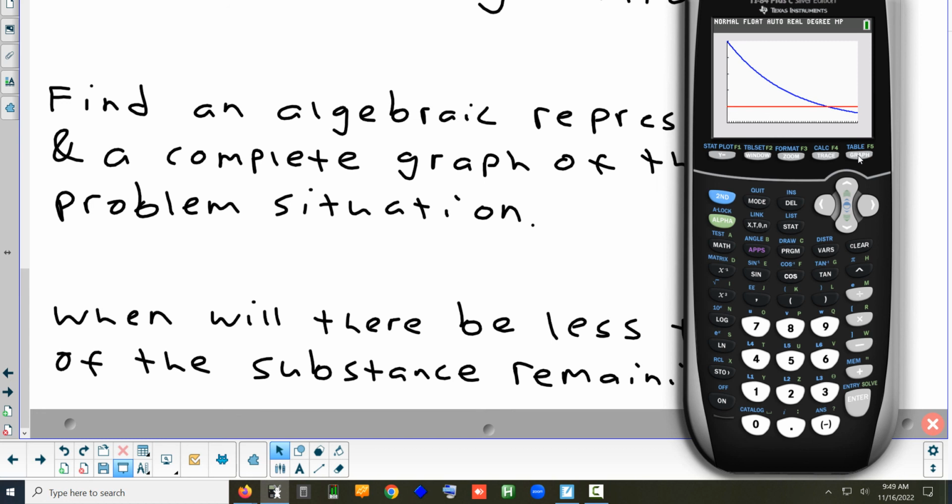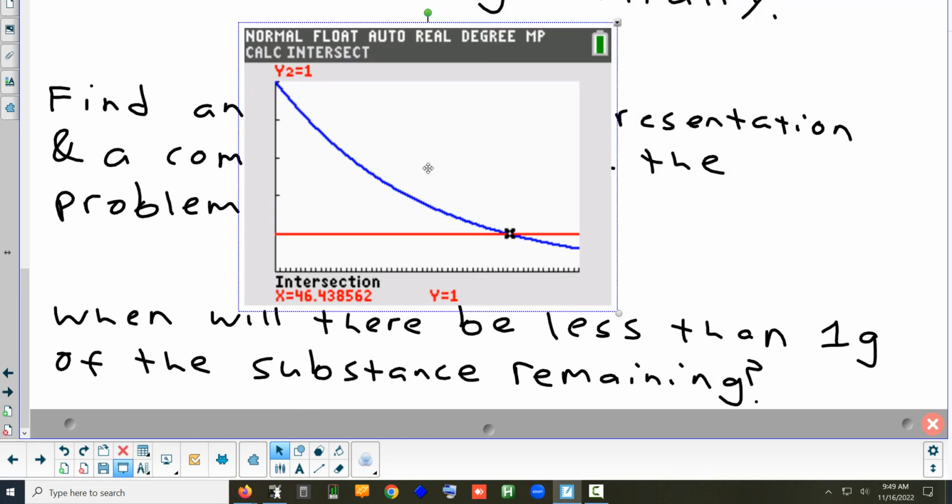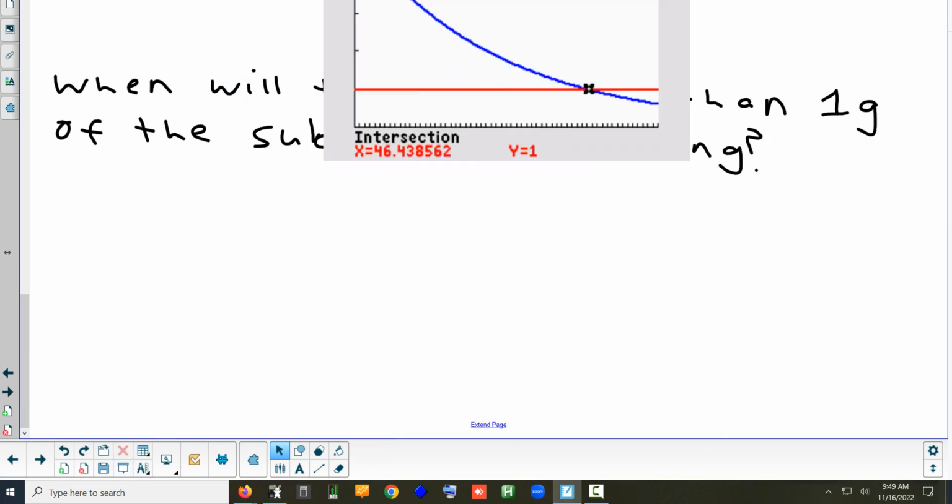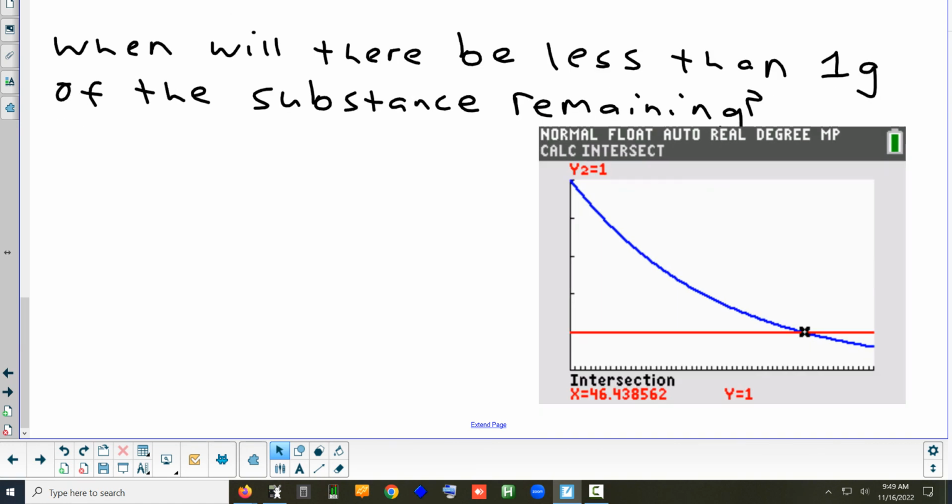Wouldn't it be that you calculate the intersection and then you would write this like an inequality? Right, we have to write this answer as an inequality. Right, so there's the intersection. It's going to take 46.4 days to hit exactly 1 gram. So when will I be under 1 gram? Using this as my reference point. Yep. When you're less than 46.4.